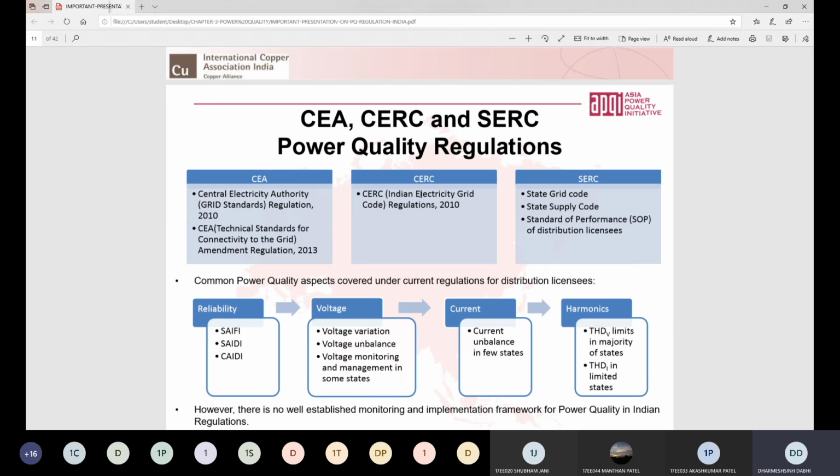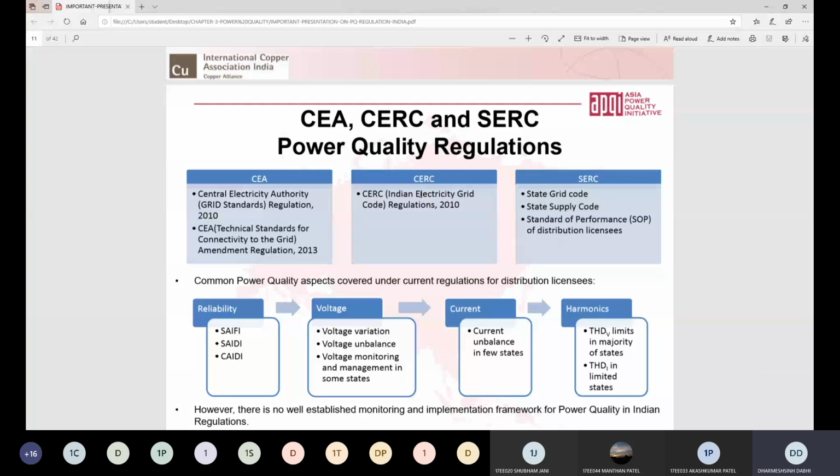Another reliability factor is SAIDI. Its full form is System Average Interruption Duration Index. Its equation is the total duration of sustained interruptions in a year divided by total consumers. Here we calculate the duration of interruptions that happen in a year and divide by the total number of consumers. This is another reliability factor from which we can get an idea of whether the system is reliable or not.